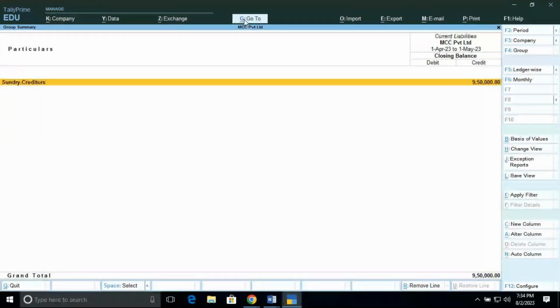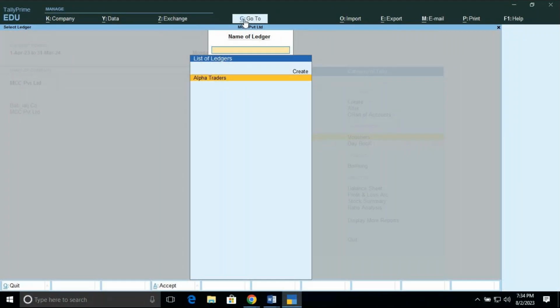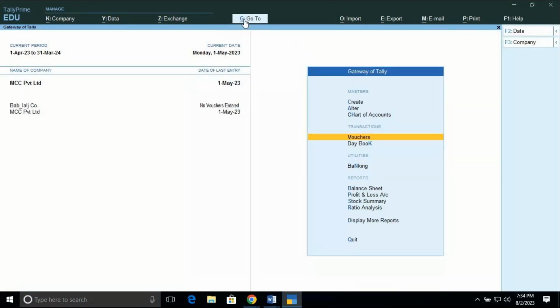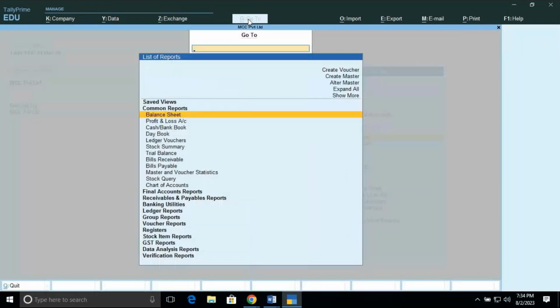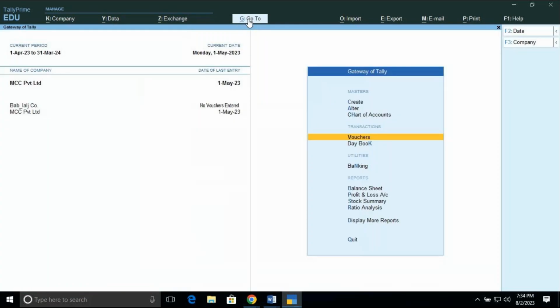So that's how we have to explore the software. I told you, whenever a software is given, you have to explore. Then only you'll get the mastery over the software. So by this time you understood Go To is normally for fetching reports. What are the reports you want? You can fetch from Go To. You can also navigate through the Gateway of Tally.